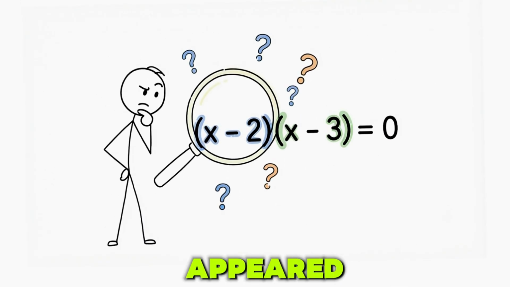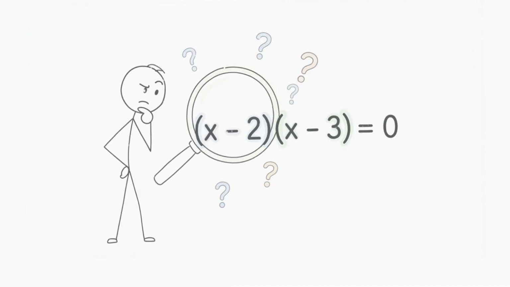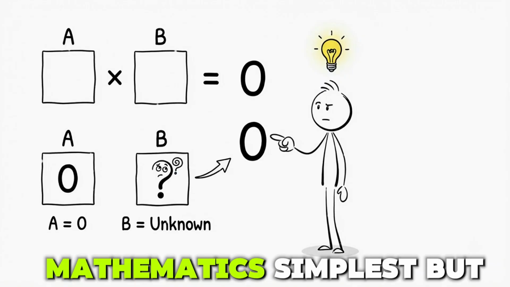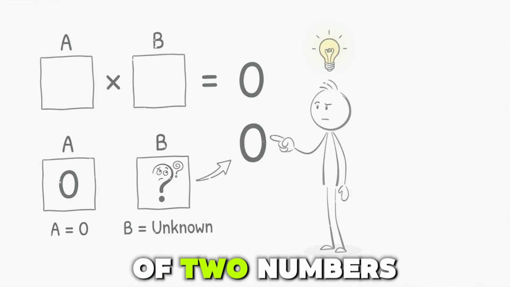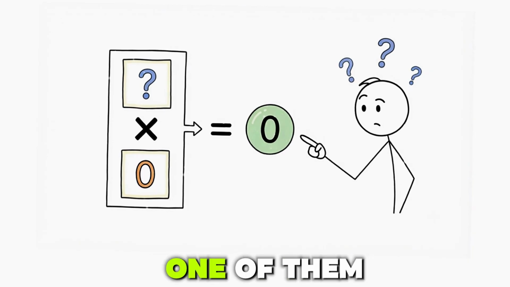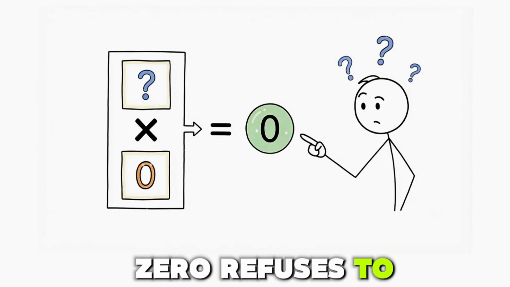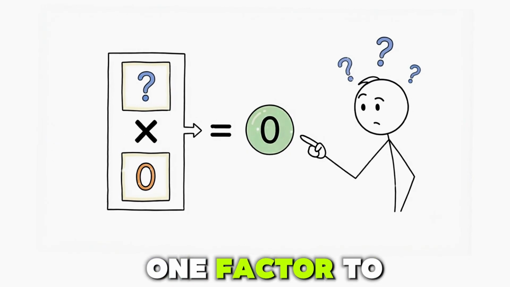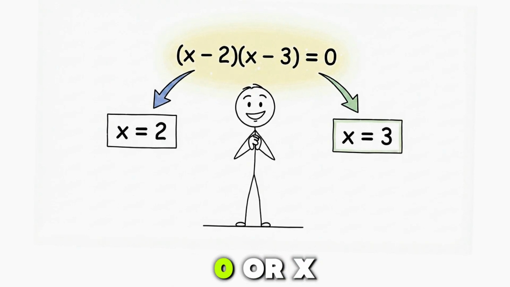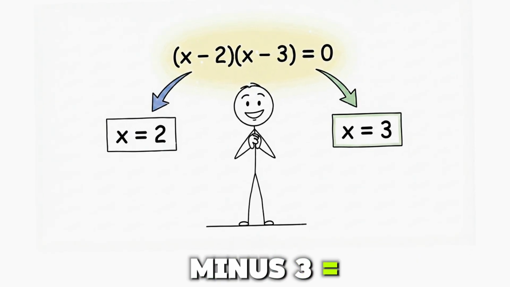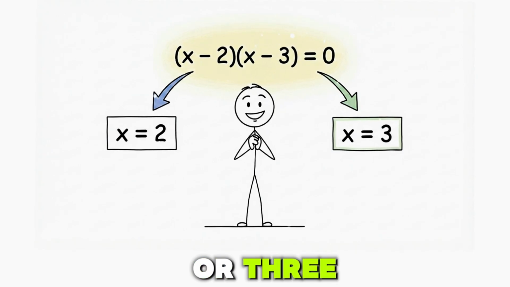Now another mystery appeared. How can two expressions multiplied together equal 0? The answer lies in one of mathematics' simplest but most powerful rules. If the product of two numbers is 0, then at least one of them must already be 0. 0 refuses to hide. It forces one factor to vanish. So either x minus 2 equals 0 or x minus 3 equals 0. That meant x could be 2 or 3.